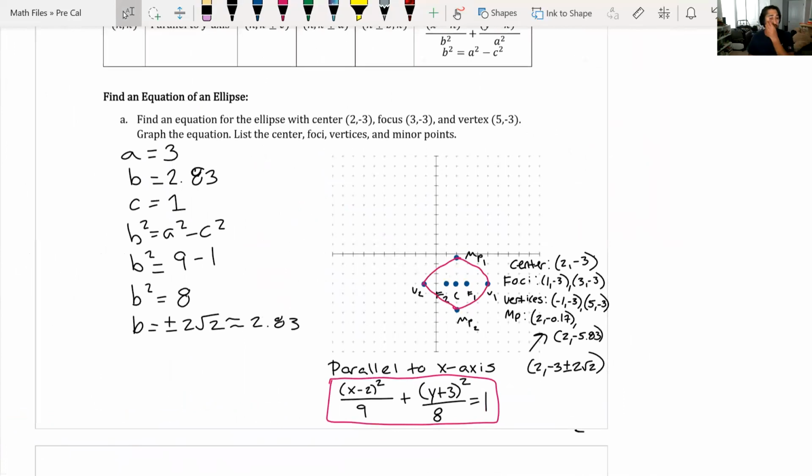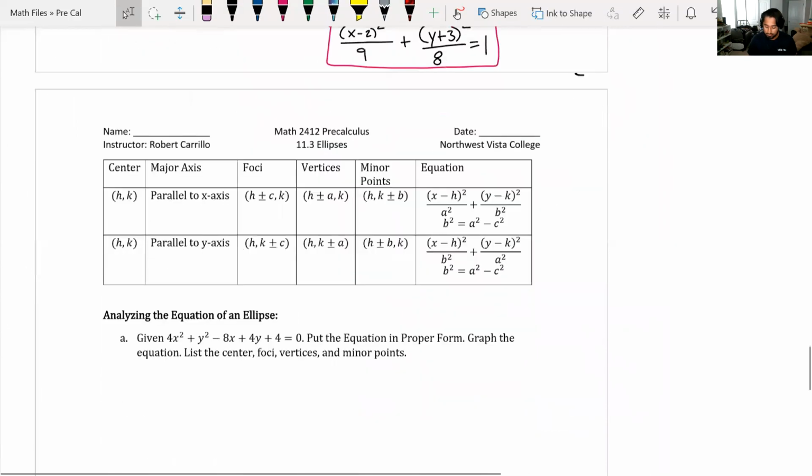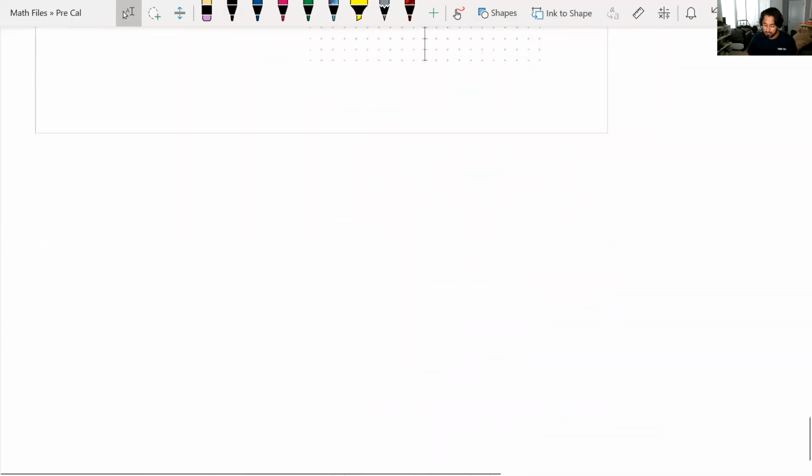Okay. So knowing the major axis is important, and also knowing all the other pieces, A, B, and C. Okay. So knowing the major axis tells you what equation you can use. We know how to find everything else. All right. Last one.